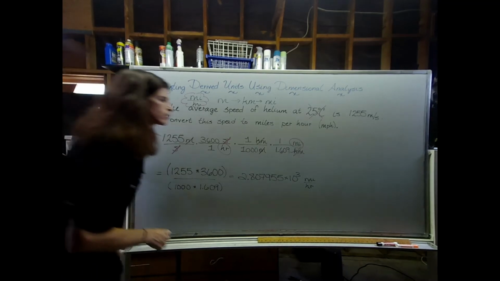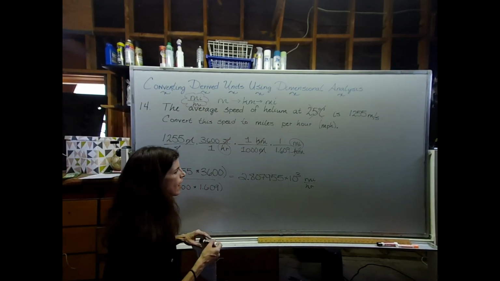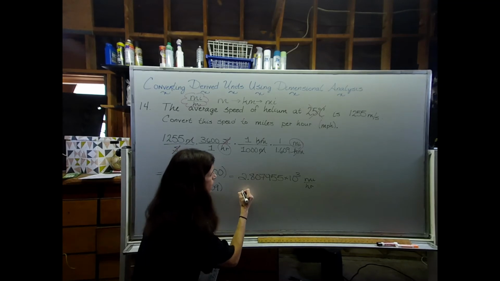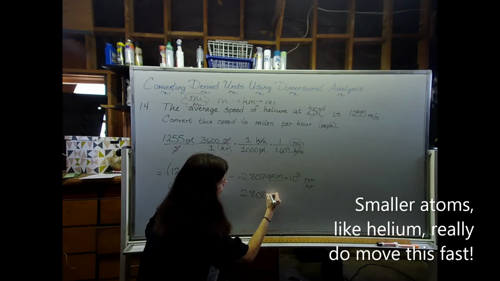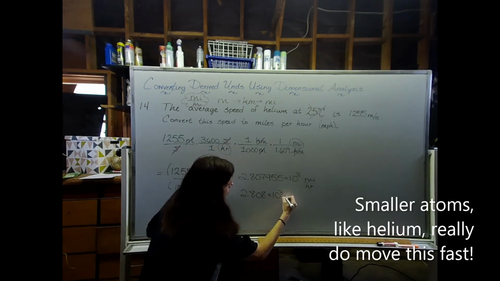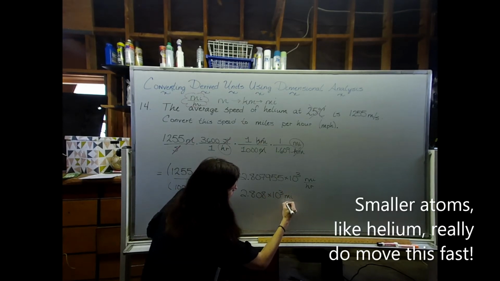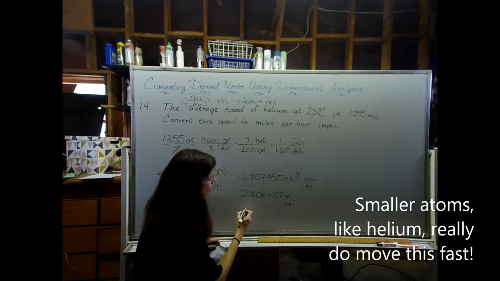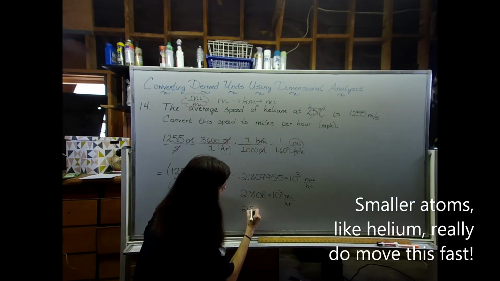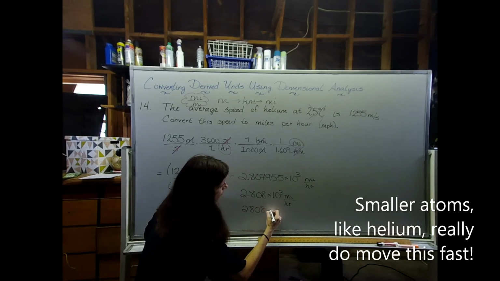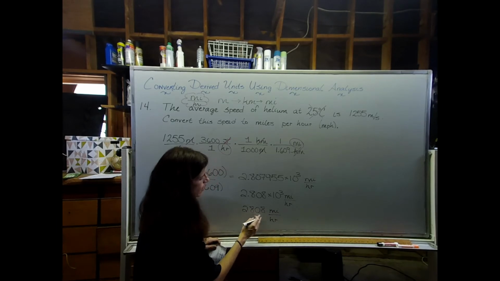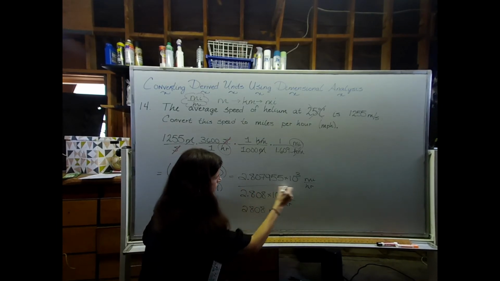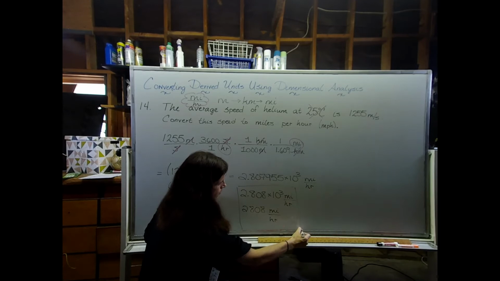So I'm going to adjust my final answer so that it has 4 sig figs. I'm going to go with 2.808 times 10 to the third miles per hour. By all means, you don't have to use scientific notation on this one. It would also have 4 sig figs if you just wrote 2,808 miles per hour. So either one of these final answers would be acceptable.